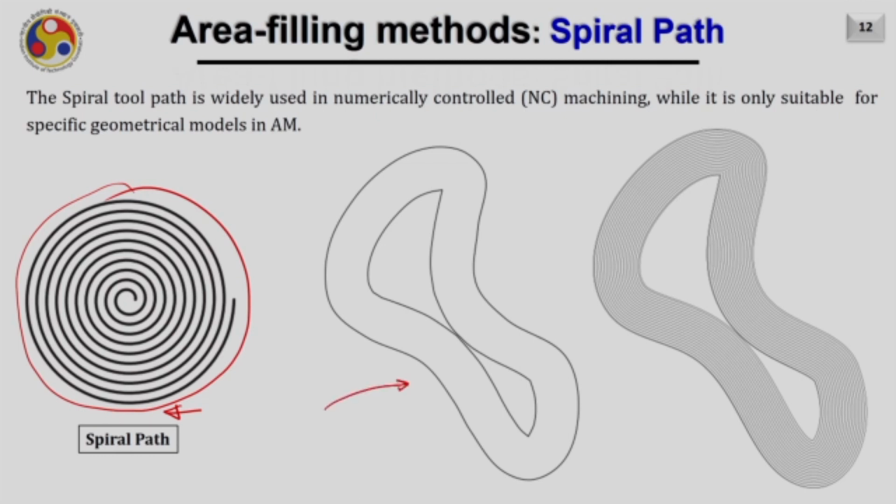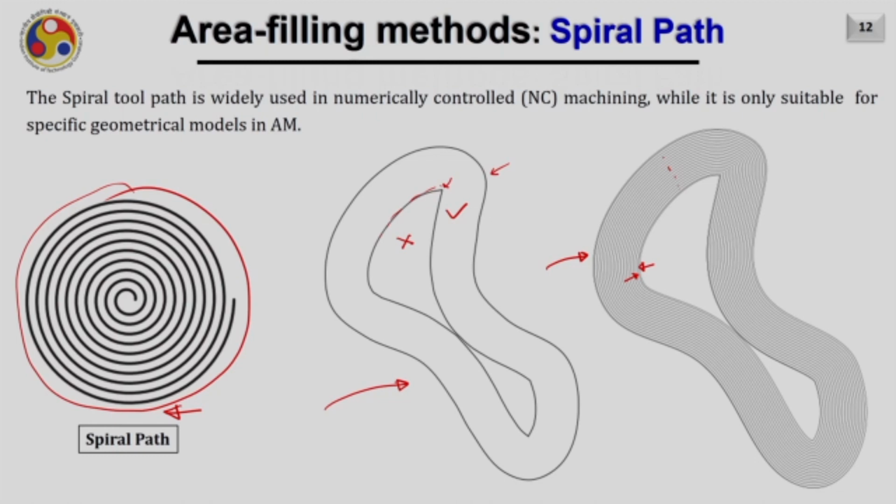But if the geometry is slightly complicated, like you are seeing here, this is an internal boundary and this is an external boundary. There will be material here and there will be no material here. If we use the spiral tool path for this, the result is shown here. The issue with this tool path is there may be some portion where the step over is not consistent. The step over is the same here, while it may not remain the same at some particular locations. Therefore, the property which we discussed, that the tool path should maintain a constant step over, is getting violated here.